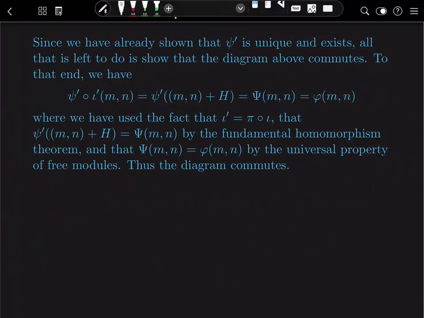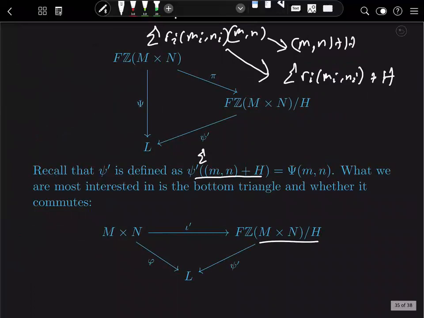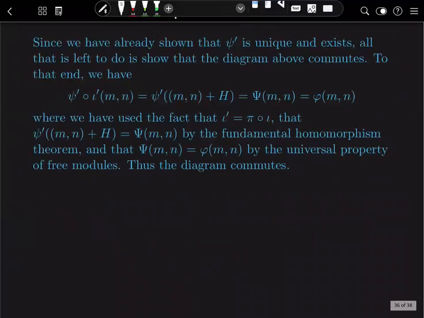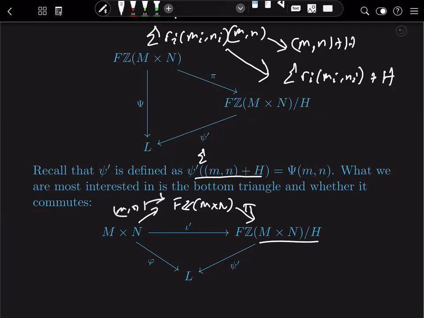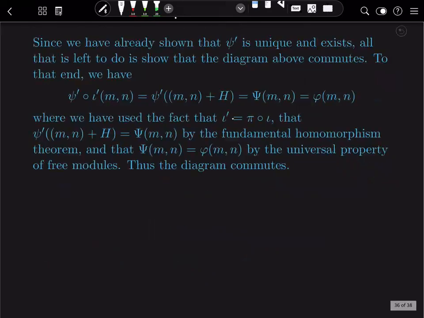Now, to show that the diagram commutes, we look at psi prime composed with iota prime. That's going to be psi prime of, now we know that iota prime is the composition, so this sends mn to mn, that sends it to mn plus h, and we know that psi prime of mn plus h is just psi of m comma n, and we know that that's equal to phi of mn.